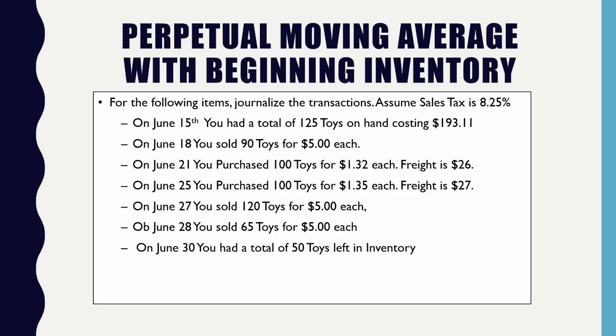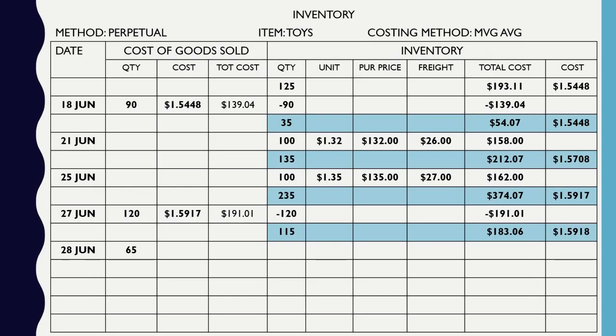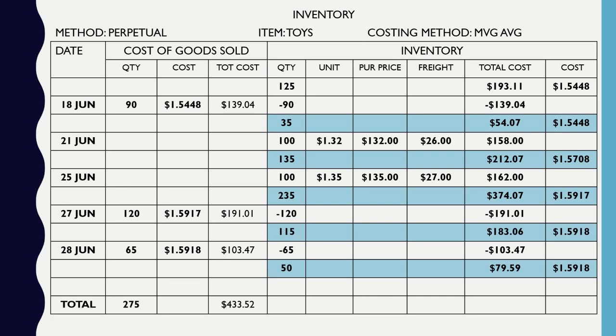So then, last but not least, June 28th, you sold 65 units, giving you a remaining total of 50 toys. So if I sold 65 at $1.5918, that's still going to give me $103.47. I take that out, giving me a total remaining of 50 units at a total cost of $79.59, which once again you're going to recalculate, and it's going to be $1.5918. And that is it.